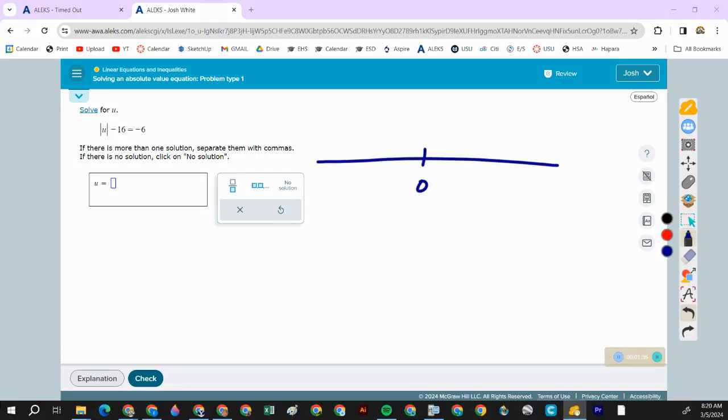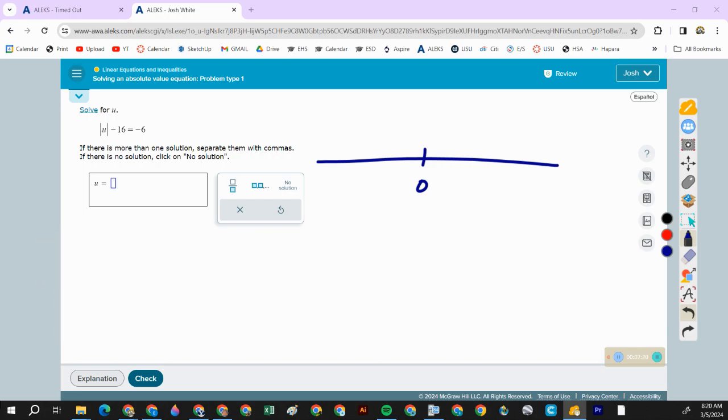So now it wants to know what number will give us -6. The absolute value of what number is -6? Well, if I had the absolute value of u equal -2, what number is -2 units away from 0? And there isn't one, right? Distance is always positive, so the absolute value of u cannot be -2. So this has no solution.